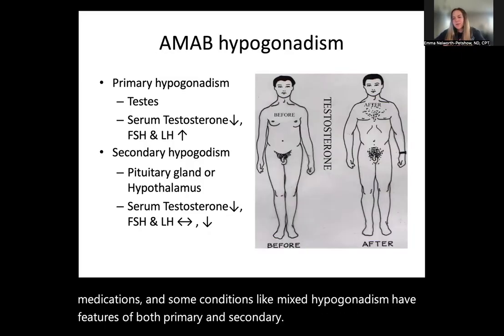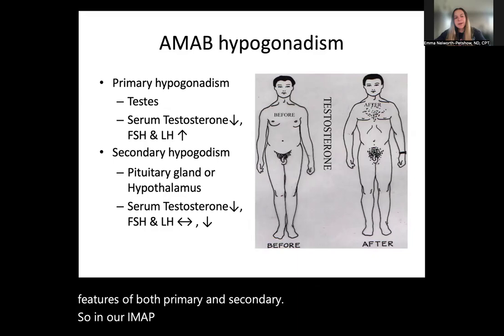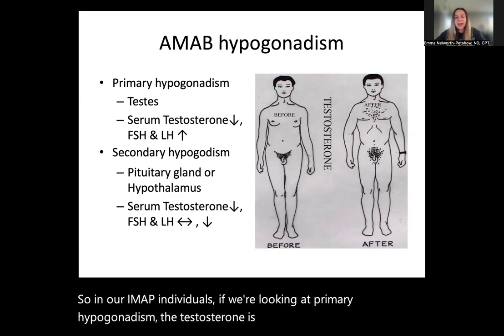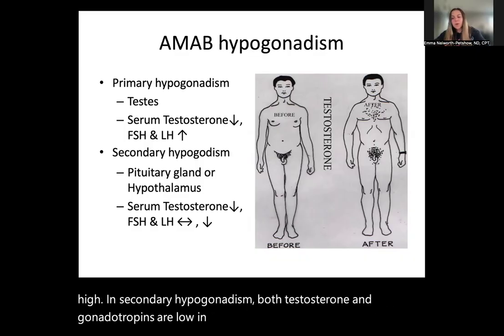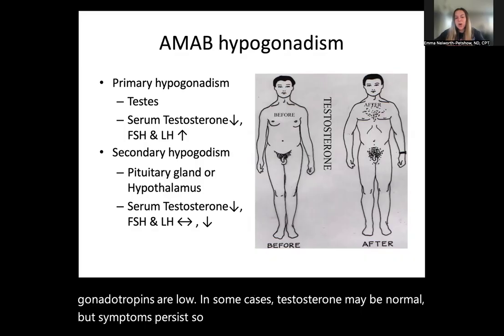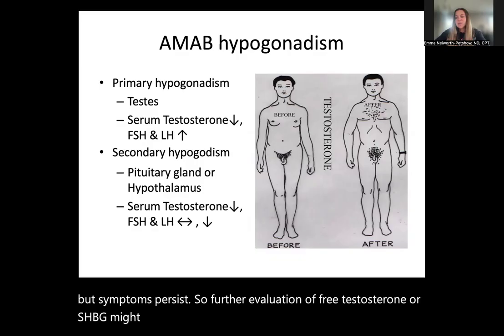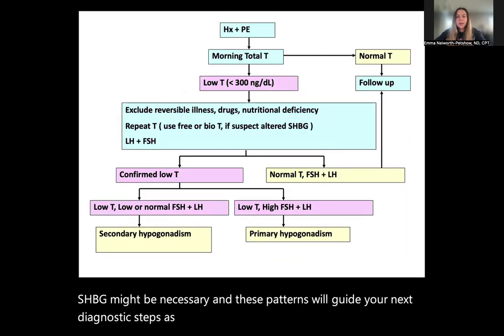So in our AMAB individuals, if we're looking at primary hypogonadism, the testosterone's low and the gonadotropins are high. In secondary hypogonadism, both testosterone and gonadotropins are low. In some cases, testosterone may be normal, but symptoms persist. So further evaluation of free testosterone or SHBG might be necessary. And these patterns will guide your next diagnostic steps as well as imaging determinations.